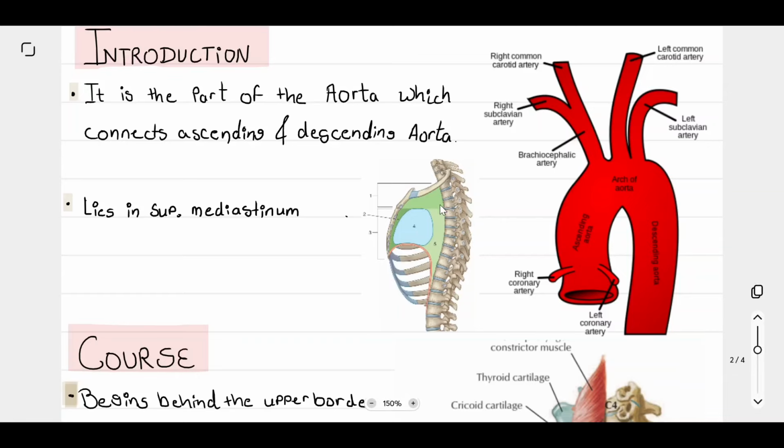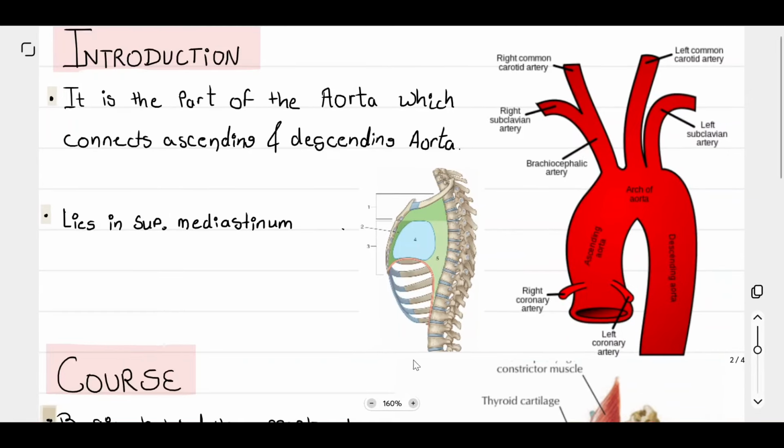By way of review, I have given here the diagram of the mediastinum. This is our superior and this is our inferior mediastinum. Inferior mediastinum is further divided into anterior, middle and posterior mediastinum. So mainly arch of aorta lies in the superior mediastinum.